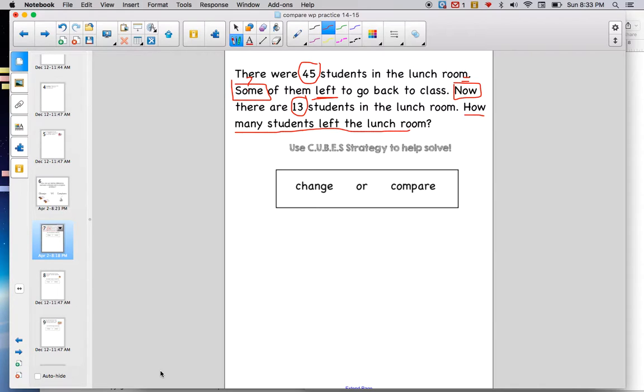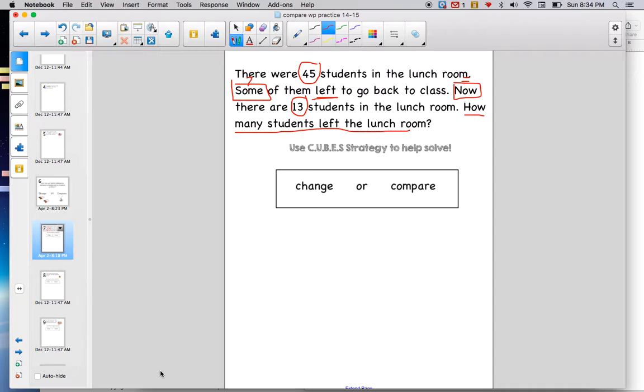Before I can solve, I need to figure out if I am doing a change problem or a compare problem, because if it's a compare problem, I need to use my little circle, big circle strategy. So I'm just going to stop here and think out loud about whether it's change or compare. I know in a change problem, I start with something, and then something either is taken or added to my pile, and then that's how many I have left once I'm done. And I know in a compare problem, it's usually two people or two objects being compared, who has more, who has less.